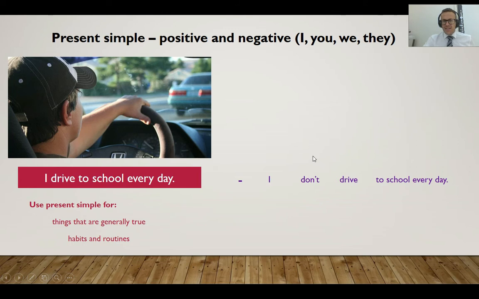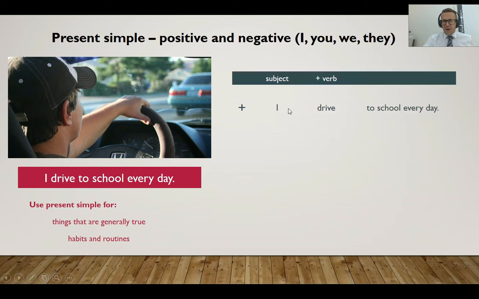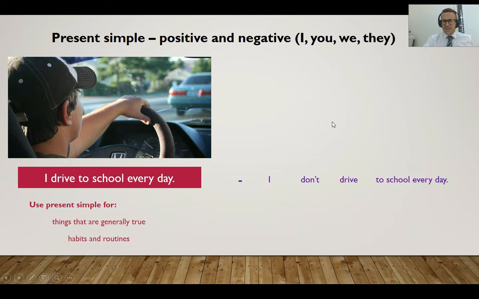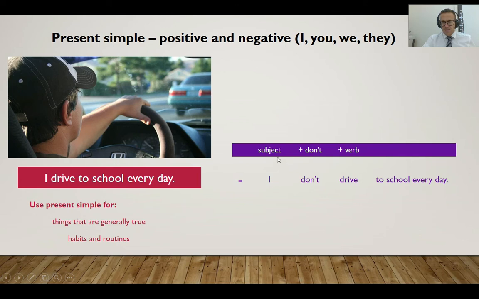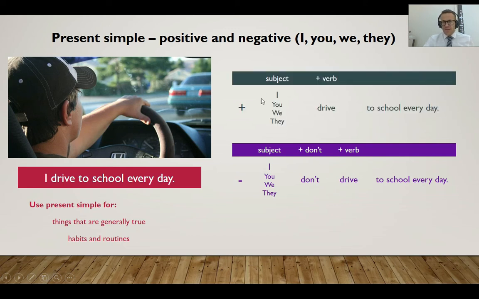Now the negative is a bit different. For positive, I drive. For negative, I don't drive to school every day. This don't is what makes it negative. Subject plus don't plus verb. And again, for you, we, they, the same. You don't drive to school every day. We don't drive. They don't drive. So we have positive and we have negative.